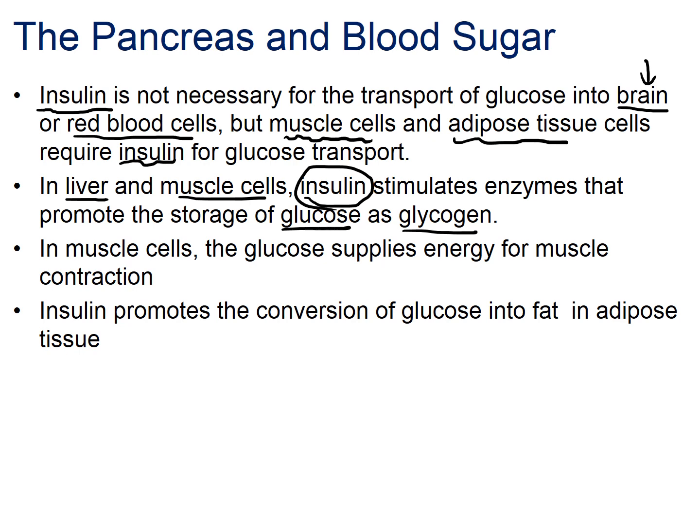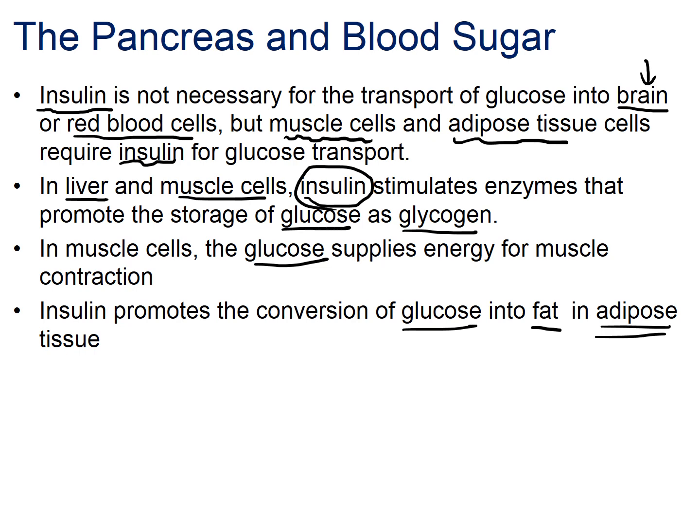And obviously the glucose will allow the muscle to contract and be able to move, right? And finally, the insulin is going to promote the conversion of glucose into fat in your fat tissue, in your adipose tissue. So together, collectively, these things would bring your blood glucose level back down.